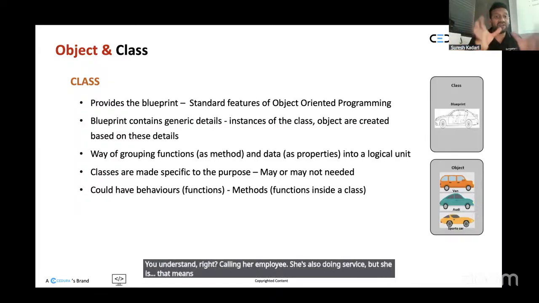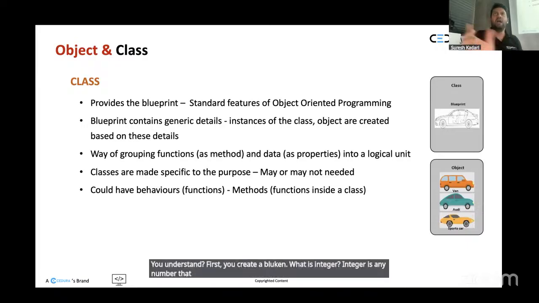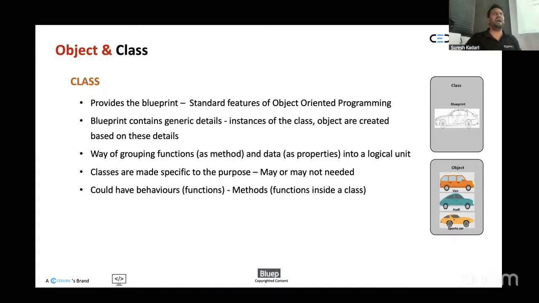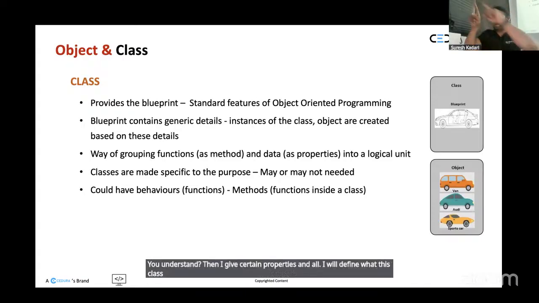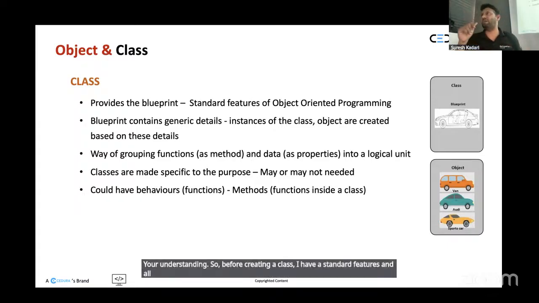That means when you create classes, you first create a blueprint. You understand? First, you create a blueprint. What is integer? Integer is any number that is whole and numeric, no decimal places, and so on. I create a blueprint, and now I call this class integer. Then I talk about float. Everything like this, but the value should be decimal or continuous. Then I give certain properties. I will define what this class integer can do. I define what this class float can do. So before creating a class, I define the standard features. You understand how you create a class?